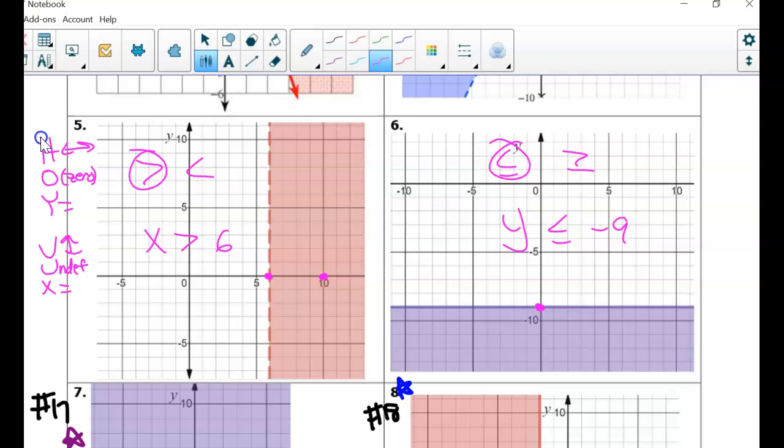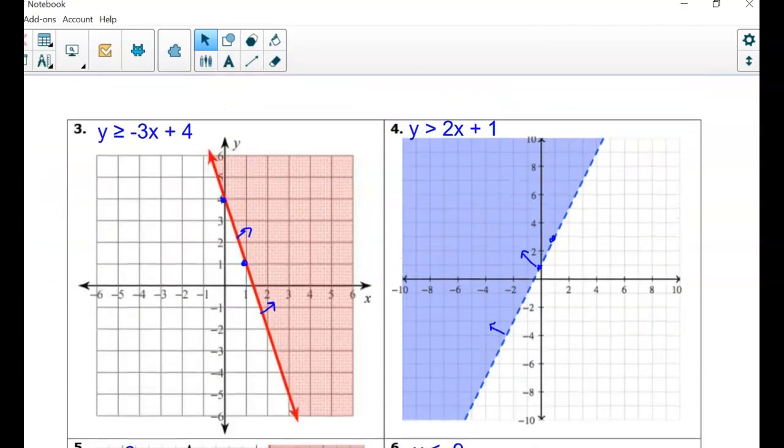I'm going to give you the next 10 or so minutes to do the 4 we did not do: 3, 4, 7, and 8. And then I'll show the answers to that, and that'll be the last thing we do today. But you have this time to work with. Number 3 was y is greater than or equal to -3x plus 4. Number 4 was y is greater than 2x plus 1.